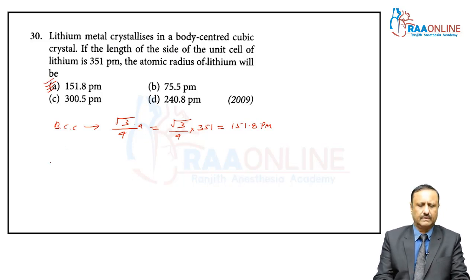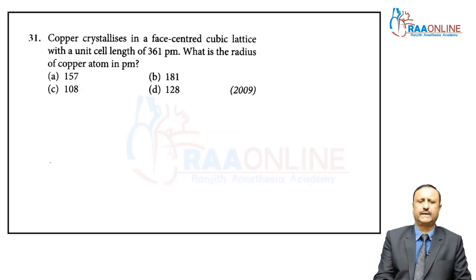Now we can see question number 31. Here my dear students, in question number 31, copper crystallizes in a face-centered cubic lattice with a unit cell length of 361 picometer. What is the radius of the copper atom in picometer?